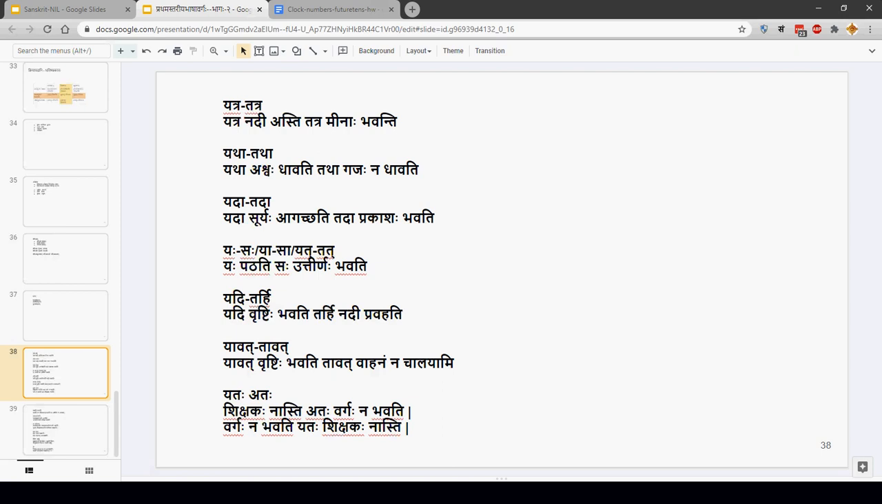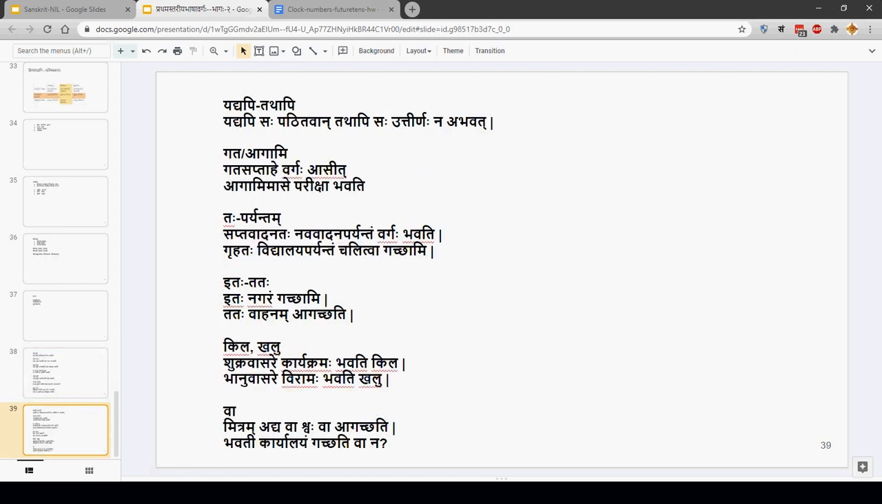One thing you should be aware of is that many of the words here are fixed form words, like yatra, tatra, yatha, tathA, yada, tadA, yadi, tarhi, and in the next slide, yadyapi, tathapi, taha paryantam, itaha, tataha, kela, khalova. These are all fixed form.